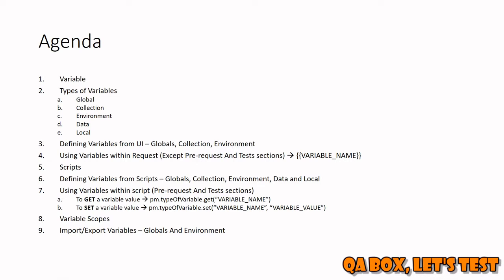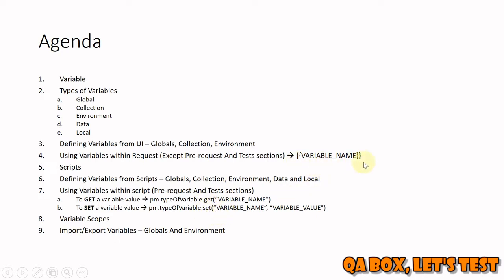Now we'll see the syntax of these variables, because it is slightly different based on where you are using them. If you are using these variables inside the pre-request and test sections, it is going to follow this particular syntax: pm dot type of variable. For example, in case of collection, it's going to be collection variable. In case of environment, it's going to be environment. In case of global, it is going to be global. And then you can retrieve the variable and update the variable. For retrieving you use get, for updating you use set.